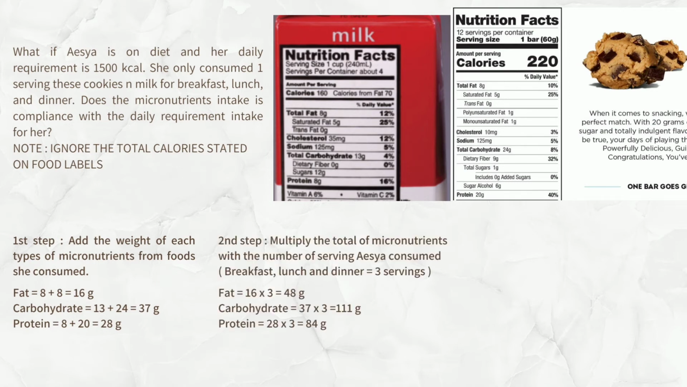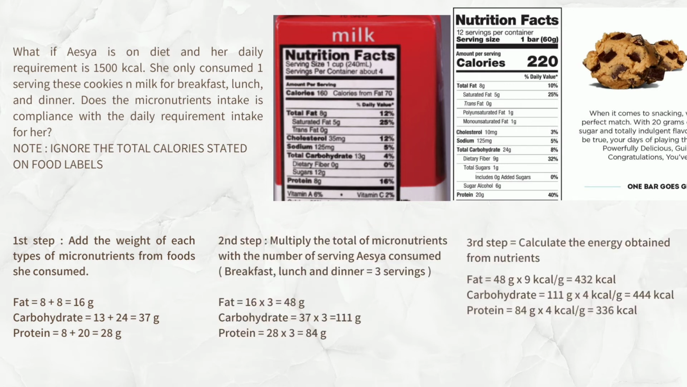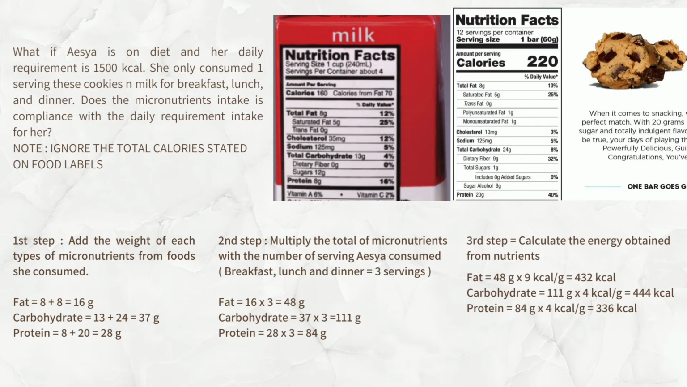For the second step, you need to multiply the total of micronutrients with the number of servings she consumed. One serving for breakfast, lunch and dinner represents 3 servings in total. The total fat is 48 gram, carbohydrate is 111 gram and protein is 84 gram. For the third step, you need to calculate the energy obtained from nutrients. The energy obtained from the fat is 432 kilocalories, for carbohydrate is 444 kilocalories, and for protein is 336 kilocalories.